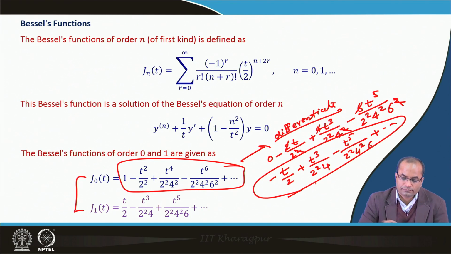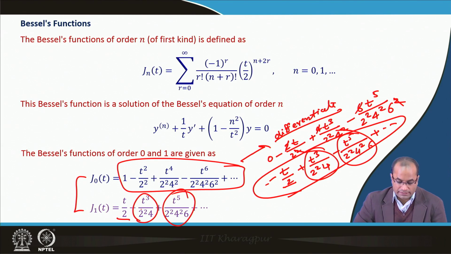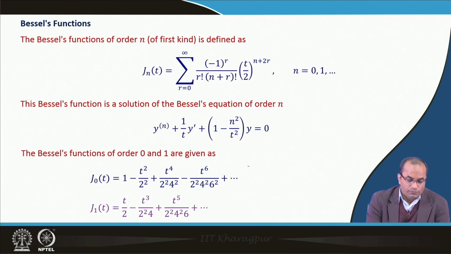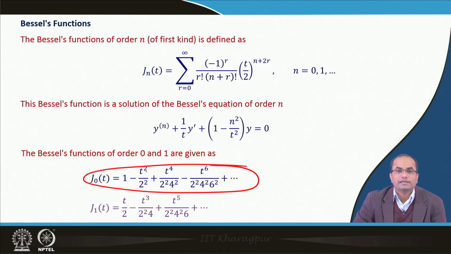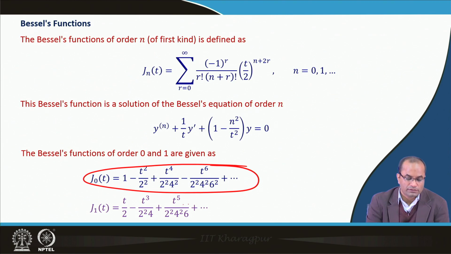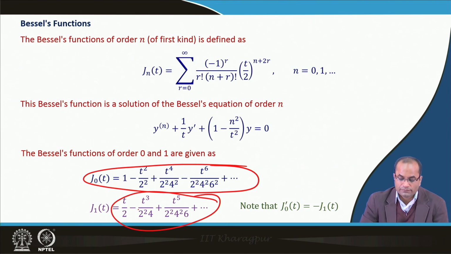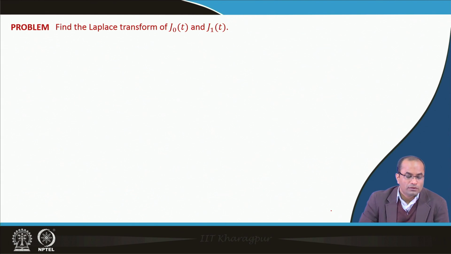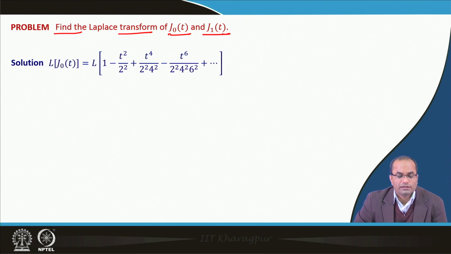So here, if we take the minus sign out, we have t by 2 minus t cubed by 2 squared 4, plus t to the 5 over 2 squared 4 squared 6. So what we observe is that the derivative of this J0(t) is nothing but minus J1(t). So we will note now that the derivative of J0(t) is nothing but minus J1(t). Well, we will now find the Laplace transform of J0(t) and J1(t).